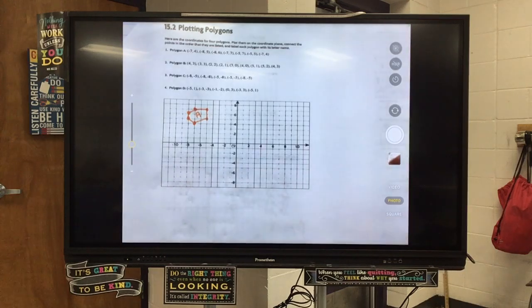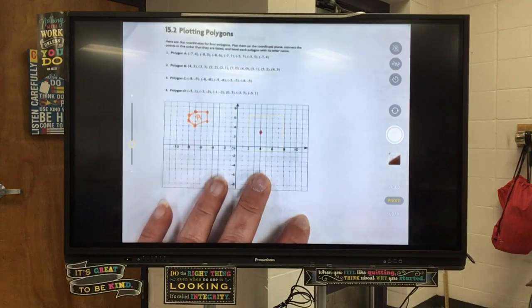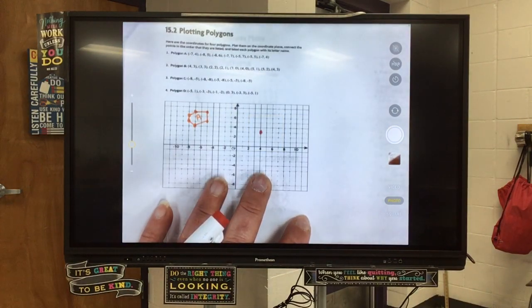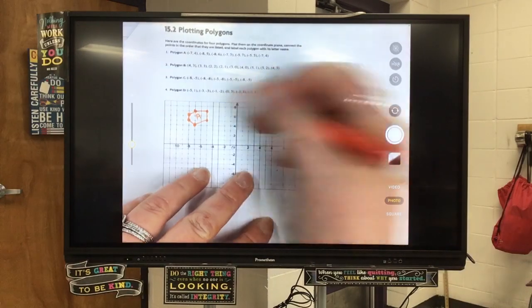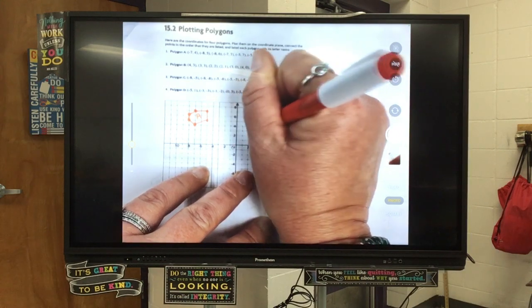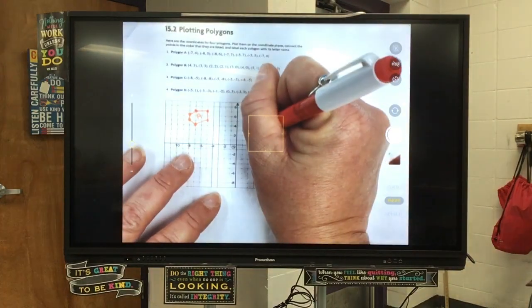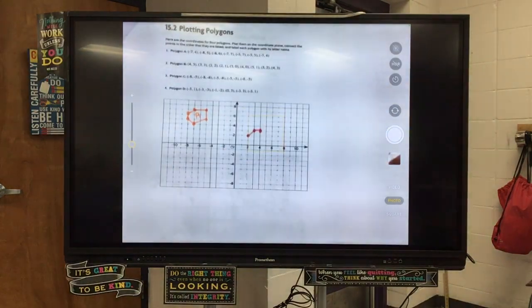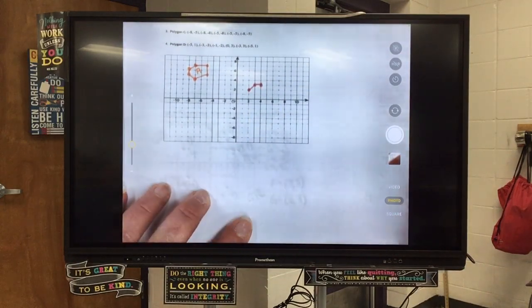Need to go a little bit faster, because at this point, we're just plotting points, right? Okay. All right, so start with the first one, 4, 3. You go right 4, up 3. Okay. Next one, 3, 3. Let's go, guys. I should have way more participation than this. Next one is 2, 2. Right 2, up 2. Next one is 2, 1. Right 2, up 1.